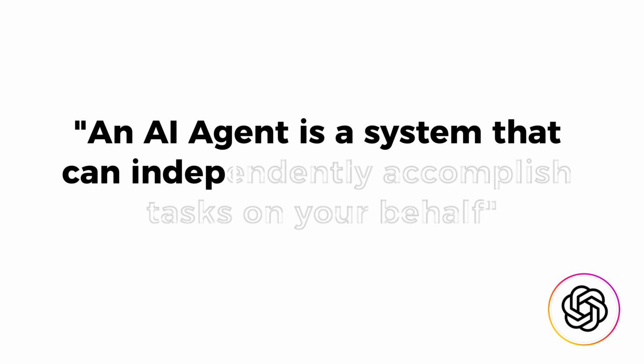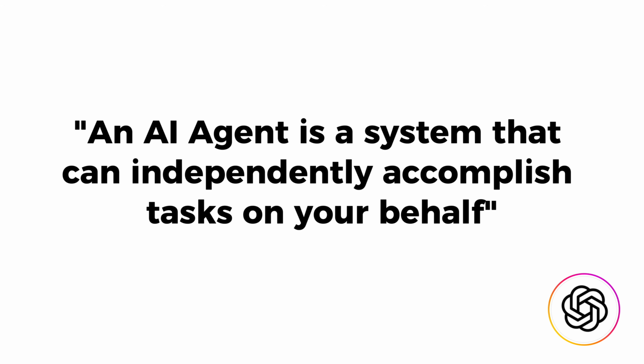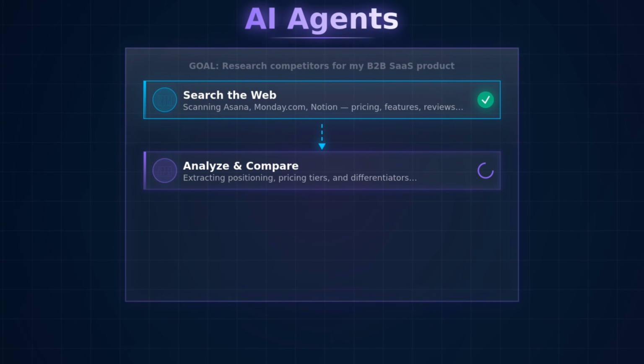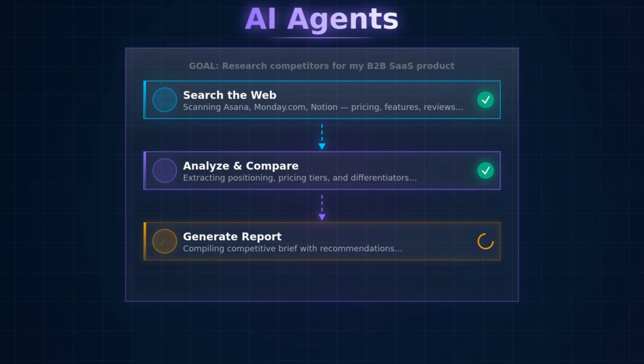On the other hand, an AI agent is a system that can independently accomplish tasks on your behalf. And this is OpenAI's definition. If we go a little bit further, we can actually say that AI agents can autonomously pursue goals by taking sequences of actions, making decisions, and adapting them based on the results. And they can do all of this with minimal human intervention along the way.